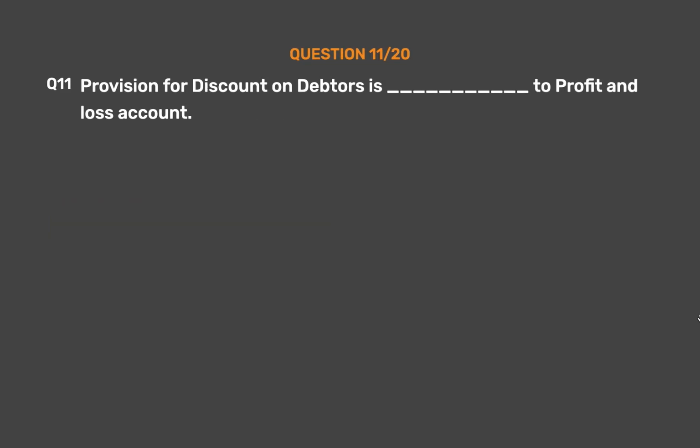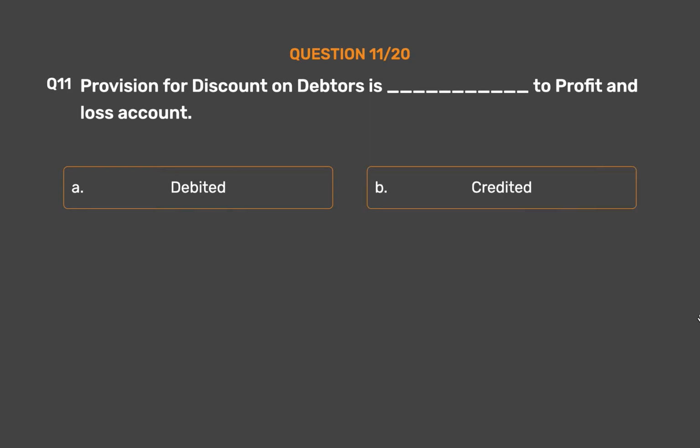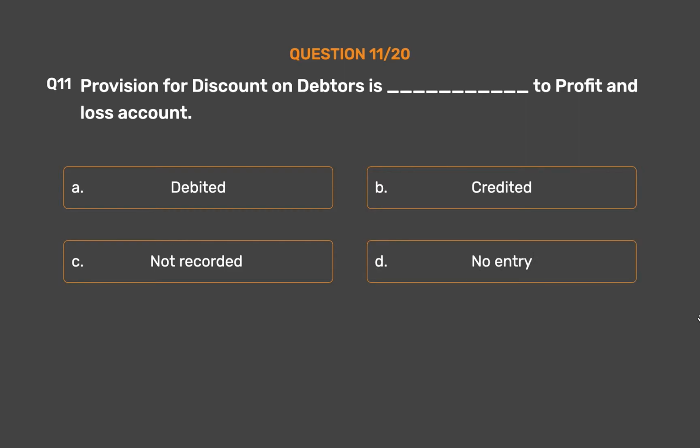Question number 11. Provision for discount on debtors is _ to profit and loss account. Option A. Debited. Option B. Credited. Option C. Not recorded. Option D. No entry.